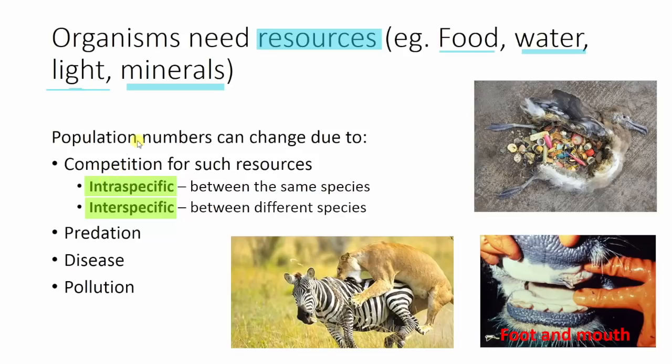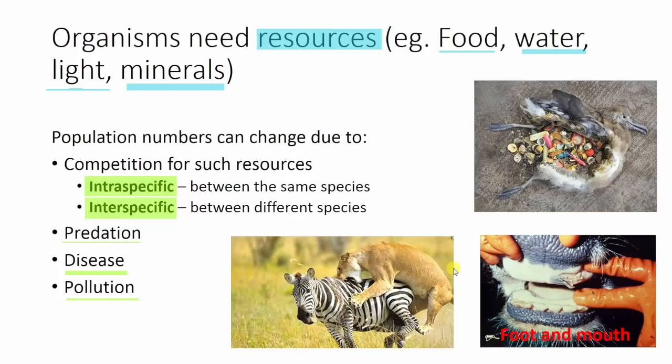Okay, so it's not just competition that can change population numbers. So we also have predation, we have disease, and we have pollution. And these are kind of what I was going with these pictures. So for predation, obviously you've got animals eating other animals. Prey and predator, very common thing that we hear about. If there's more predators, because there's less competition for them, then that can affect the numbers of the prey, in this case the zebra here.